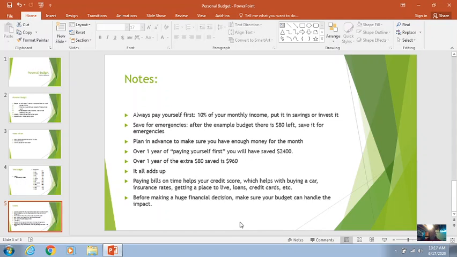And then before you make a huge financial decision, make sure that your budget can handle the impact. So maybe you need a new car, and you already have $220 set aside, but a newer car is going to cost you $100 more. Where in your budget can you get that money from without not paying something? So you need to make sure and look at what you have coming in and what you have going out, and you can make any kind of changes if you make a huge financial decision or change.